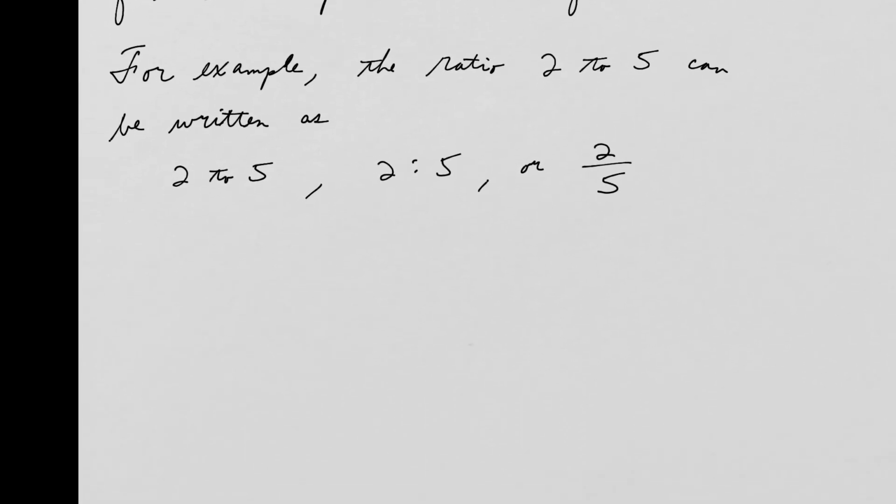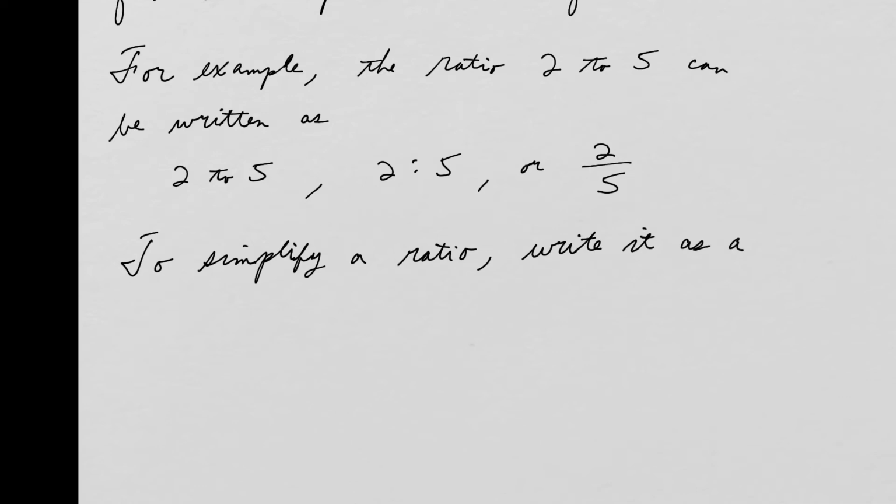So normally what we want to do is write a ratio and then simplify, right? So to simplify a ratio, you want to write it as a fraction and then simplify the fraction.